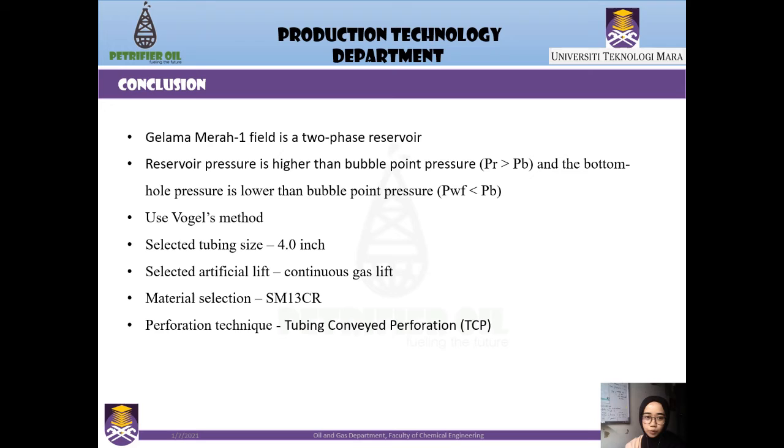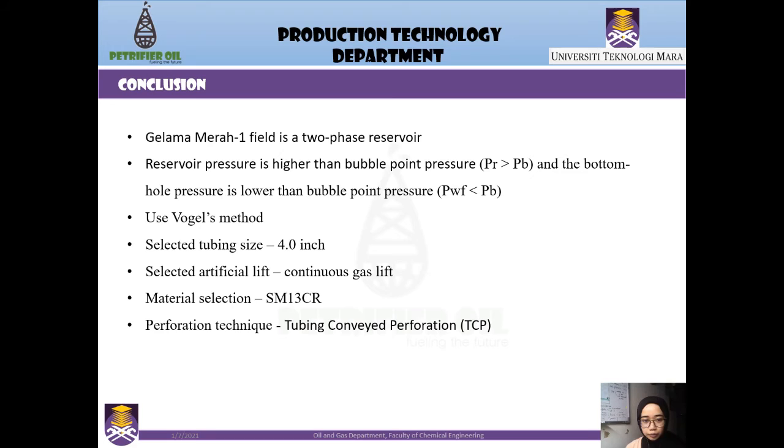Finally, we have come up with the conclusion for this production technology department. We can conclude that the Glamour 1 field is a two-phase reservoir since it has reservoir pressure that is higher than bubble point pressure, as well as the bottom hole pressure is lower than bubble point pressure. So for the well deliverability using the PipeSim software, we can use Vogel's method.